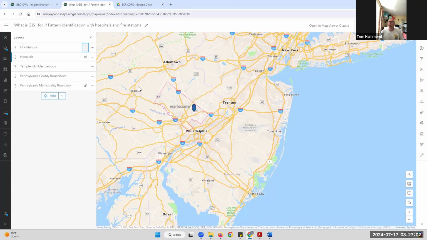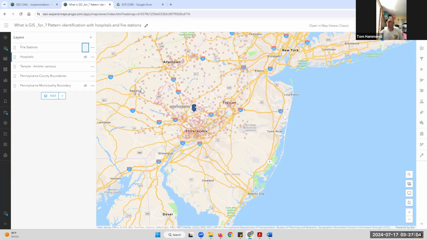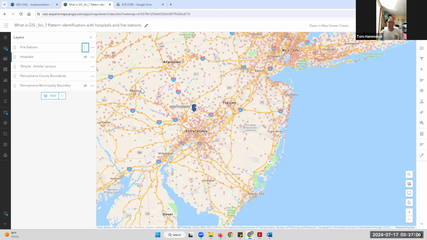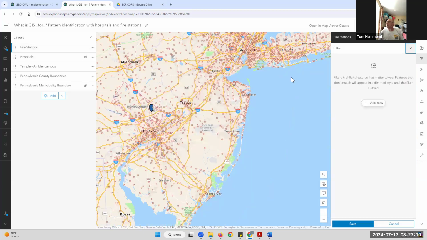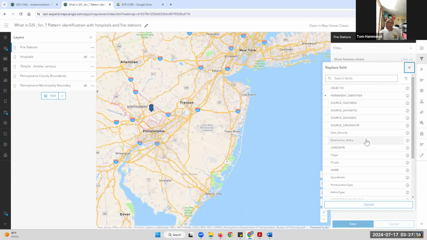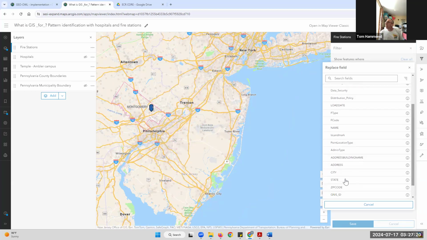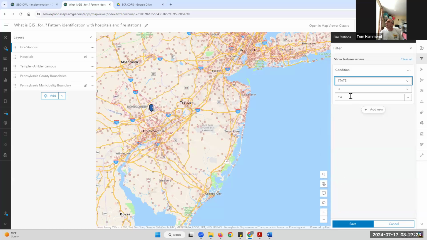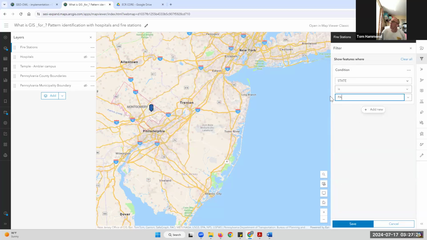So let's turn on the fire stations layer. And that's a lot of fire stations all over the place, okay? So let me again filter them just for Pennsylvania. Let's just focus on fire stations in Pennsylvania. Okay, so state is PA.